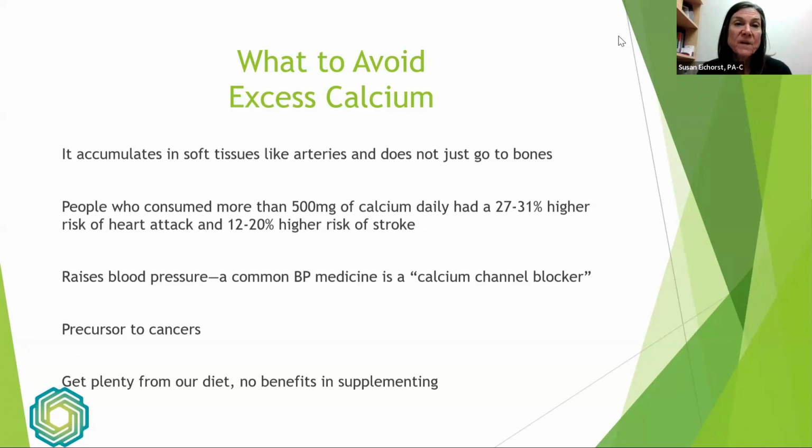It has been found that people who consume more than 500 milligrams of calcium a day, I believe that's a Tums, had a 27 to 31% higher risk of a heart attack and a 15 to 20% higher risk of stroke long term. That has to do with this calcium deposition. It's just not needed. Calcium raises blood pressure.